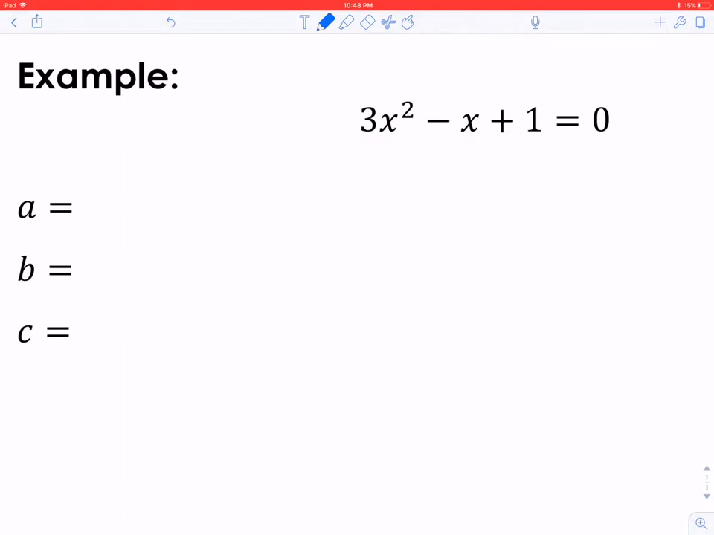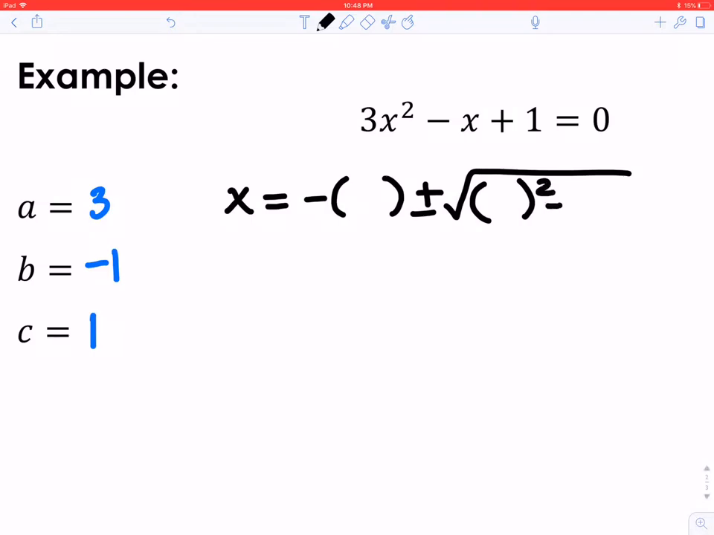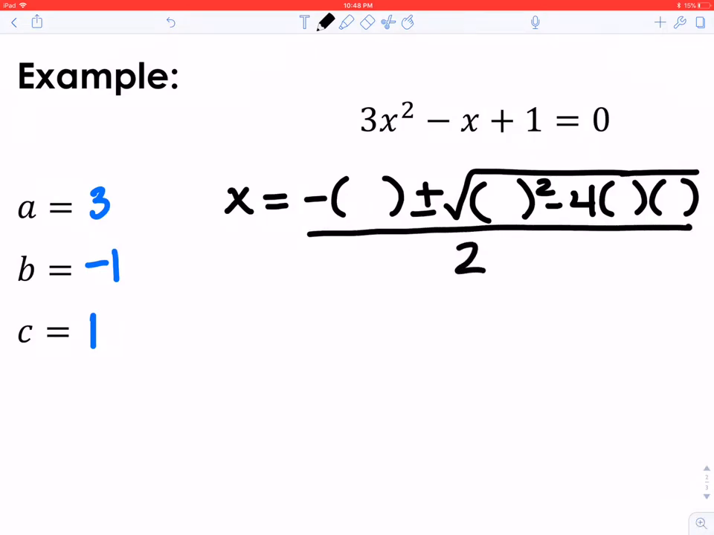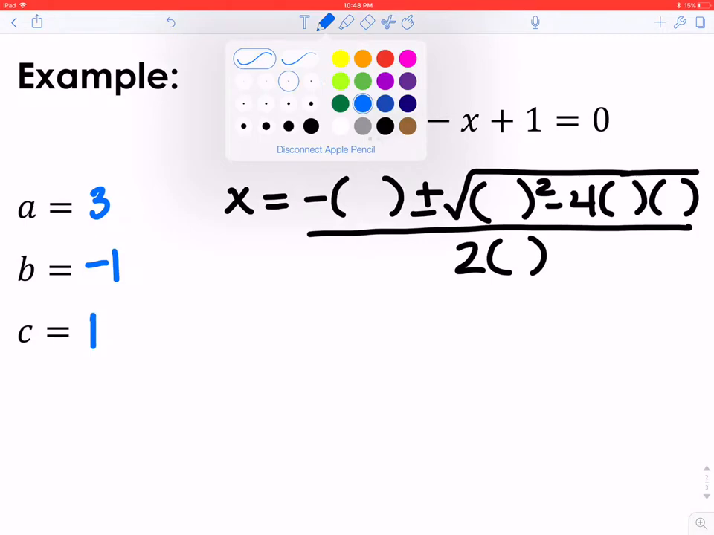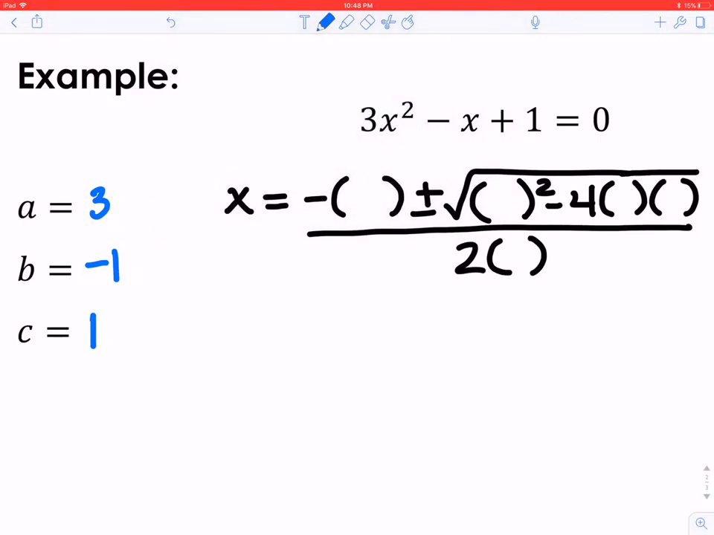All right, so my A is 3, my B is -1, and my C is 1. And so we'll go to our quadratic formula. X equals -b plus or minus the square root of b squared minus 4 times a times c all over 2a. And so remember, we are opening up those empty parentheses so that we can drop in our values in the appropriate spot.